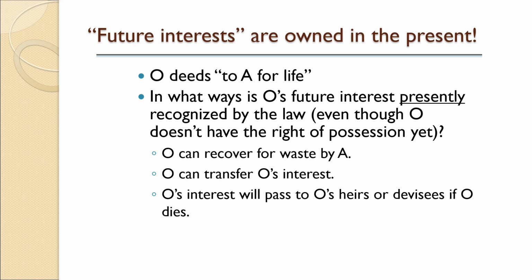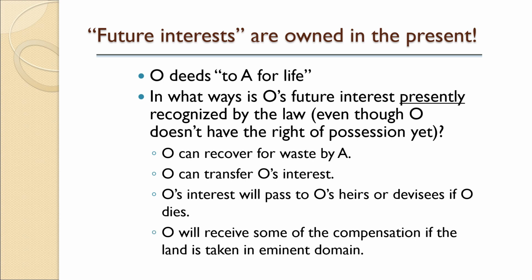A third example is that if O does die, the property will pass to O's heirs or devisees, and that will happen despite the fact that they're not entitled to possession of the land yet. Finally, if the government decides to take the property in eminent domain, it has to pay compensation to the owners, and O, even though O's not entitled to possession yet, will be entitled to some of the compensation from the government's award.